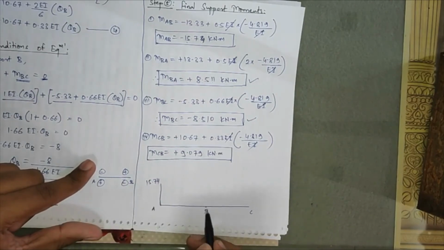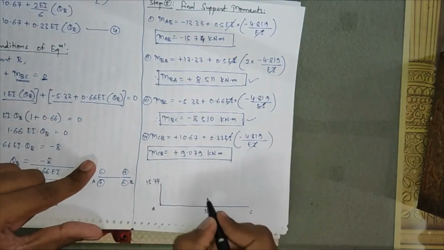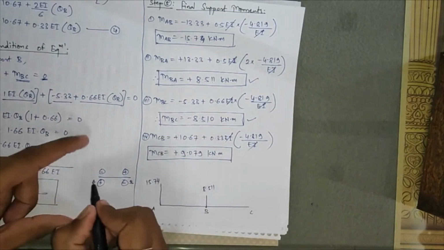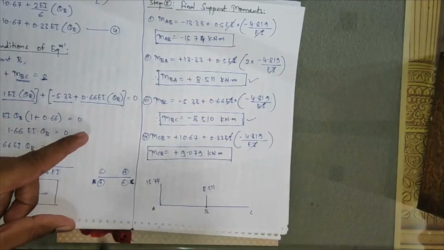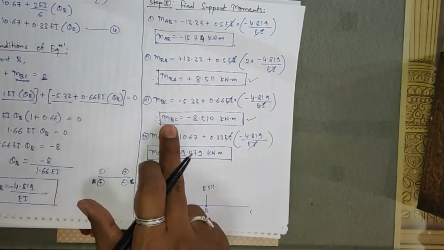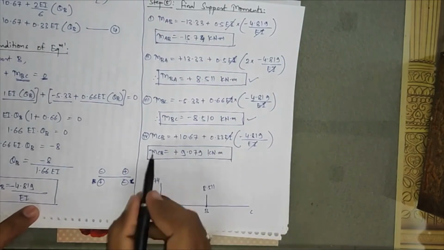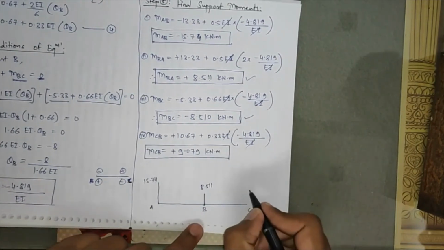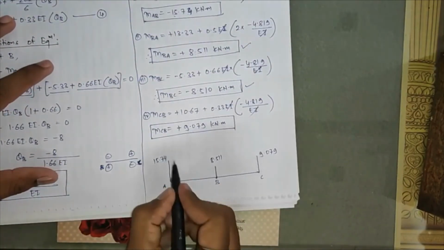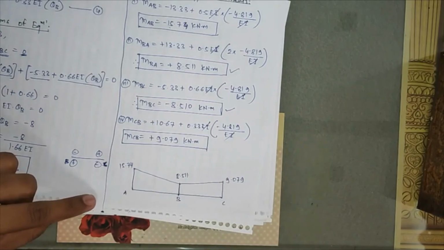Same way, now at B, the moment you are plotting, that is BA, you are getting 8.511. So positive it is, so it will go on the upward side. Now interchange the member. Now this will be your joint B, and this will be your joint C. For joint B, check the moment for the BC member: minus 8.510, negative it is, so plot it on the upward side. Already it is plotted. And CB is again positive, so plot it on the upward side, that is 9.079. What you have to do is join these moment values using a straight line. These are your support moments.